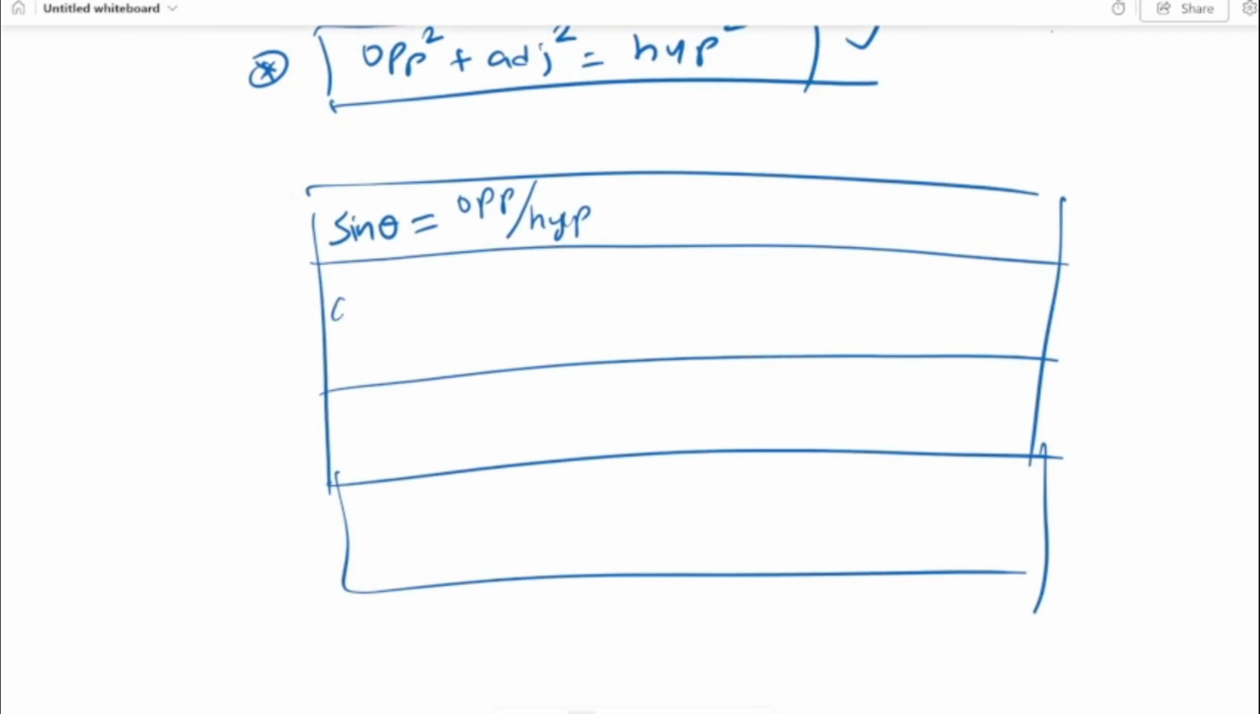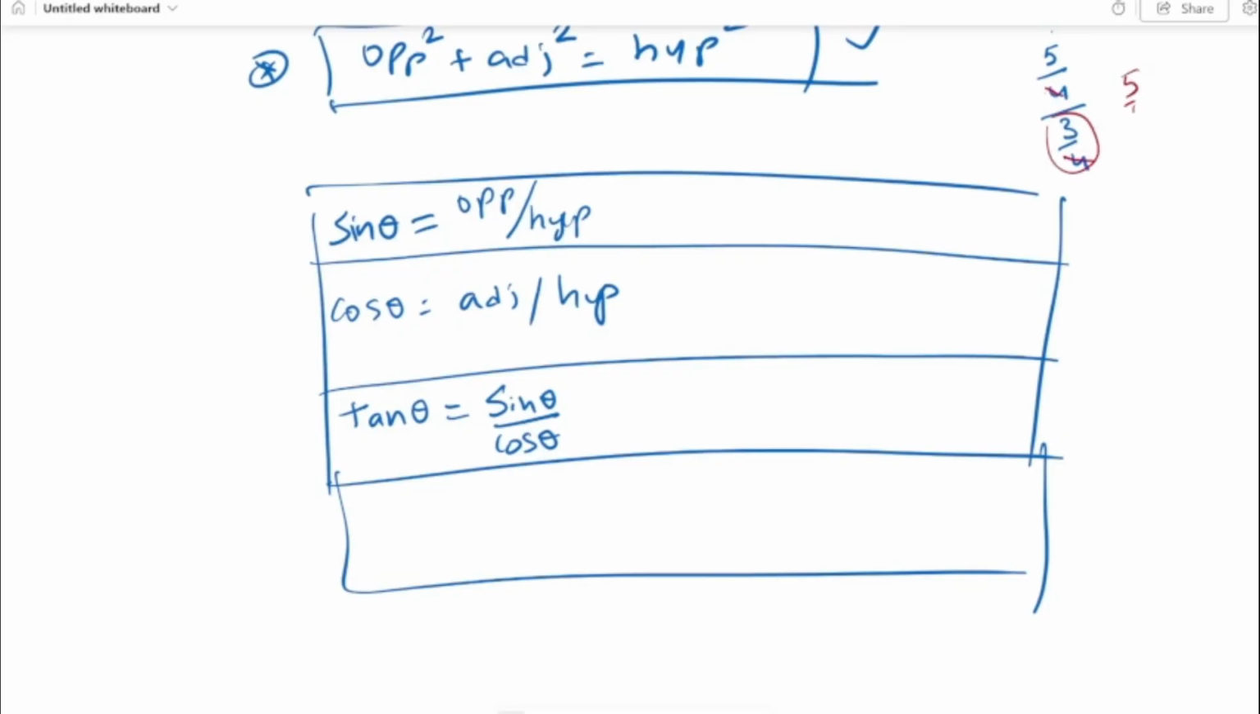Likewise, cos theta is adjacent over hypotenuse. Tan theta is the ratio of sin theta over cos theta. When you divide two fractions, I'm going to do it on the side, say 5 over 4 divided by 3 over 4. The 4 cancels. Why? Because when it goes up, it flips: 5 by 4 times 4 by 3 is 5 by 3. So in this case, sine over cos, hypotenuse and hypotenuse cancel off, so it will be opposite over adjacent.